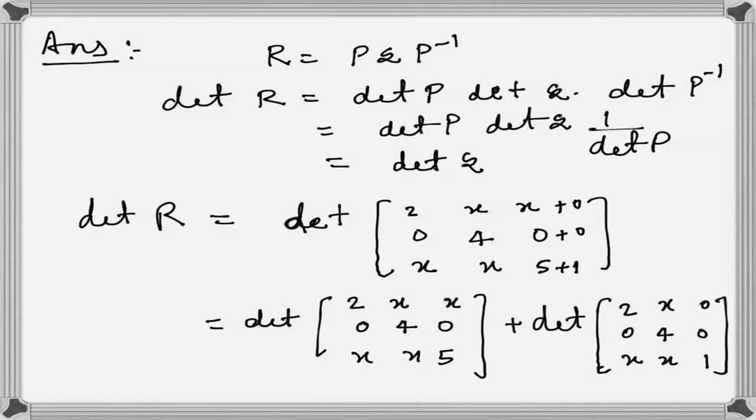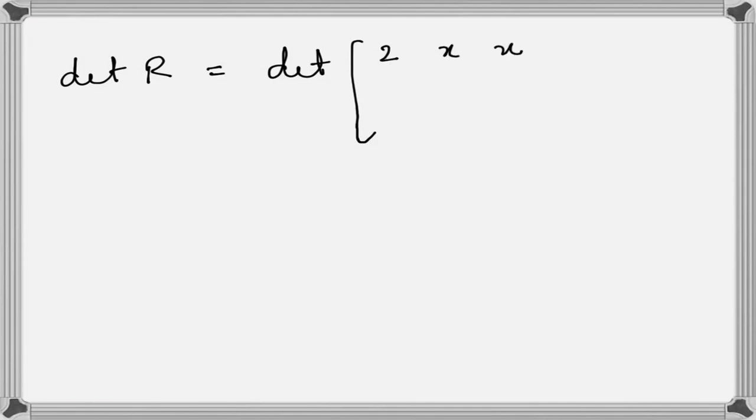So the determinant of this second matrix is what? This is just 8. If you expand along the third column, this value is 8. So this is what we wanted to prove. That means the determinant of R is equal to the determinant of 2x, x, 0; 4, 0, x; x, 5, plus 8. So this is what we wanted to prove.